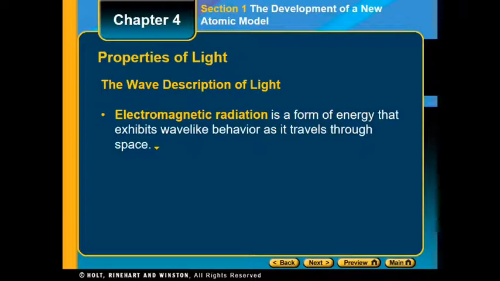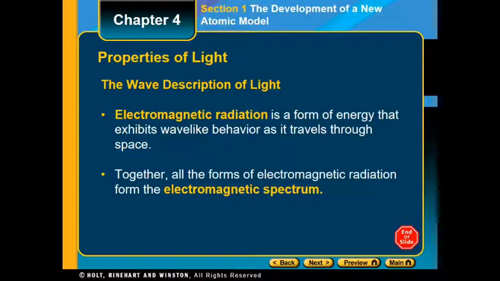We've got a couple definitions that you need to get down. Electromagnetic radiation. It is a form of energy that exhibits wave-like behavior as it travels through space. You get to see electromagnetic radiation all the time as far as the light that you see and the colors that you see. We're going to talk a lot about that today. And when you put all of those forms of radiation together, you have the electromagnetic spectrum. And we're going to go look at all of the main parts of the electromagnetic spectrum.